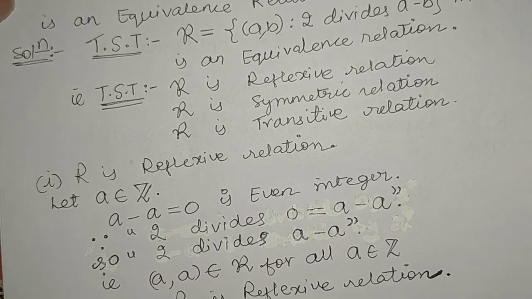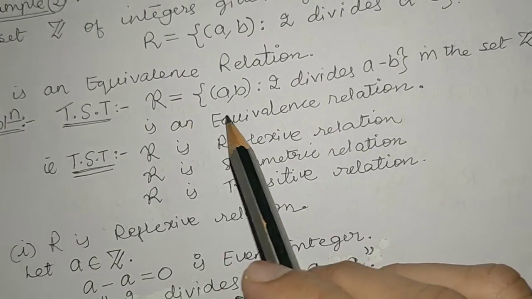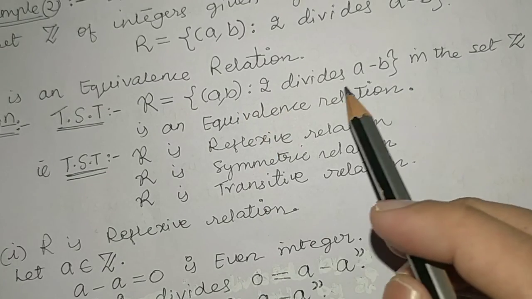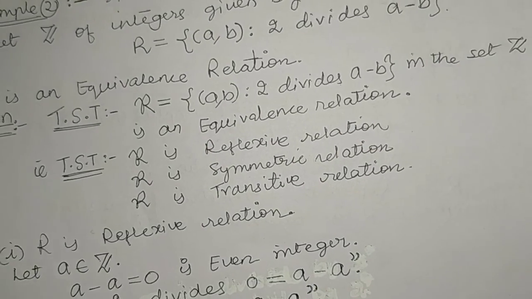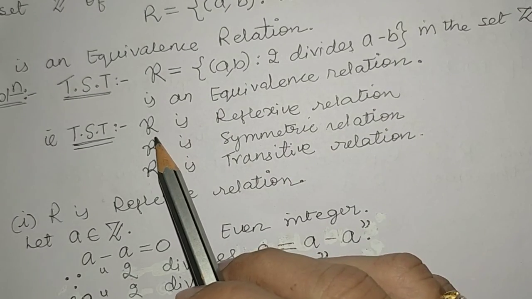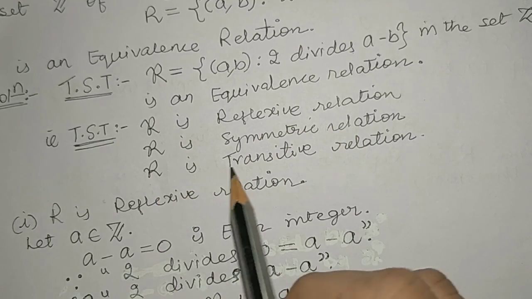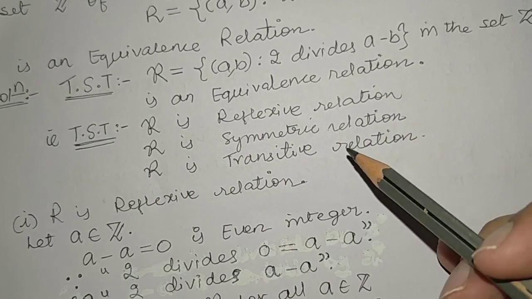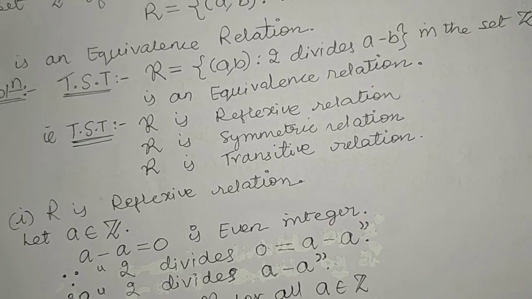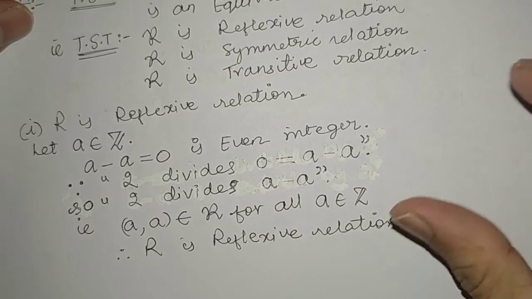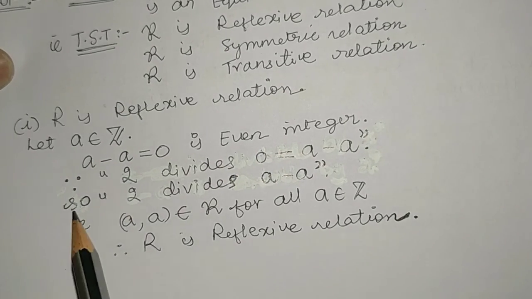So let us see how to solve this. Now what we have to show? We have to show that the relation R, equal to a comma b such that 2 divides a minus b in the set Z, is an equivalence relation. That means we have to show that R is a reflexive relation, R is a symmetric relation and R is a transitive relation. All these three we have to show, and then only we can say that R is an equivalence relation. So let us go to the first thing, that is to prove that R is a reflexive relation.